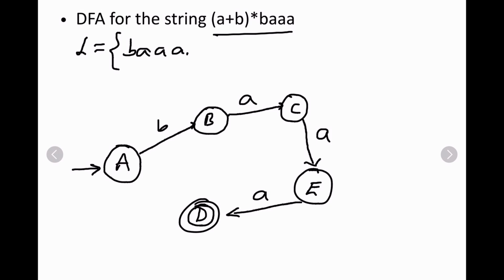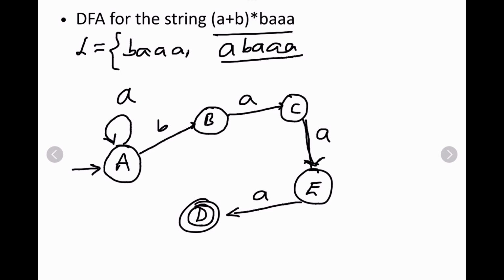Right? Take one more valid string. Suppose it starts with any number of a's followed by bbb. In that case, this will not be accepted in the current transition diagram at the current stage. So I have to make that accepting. So it accepts strings beginning with any number of a's followed by bbb. So that will accept it.